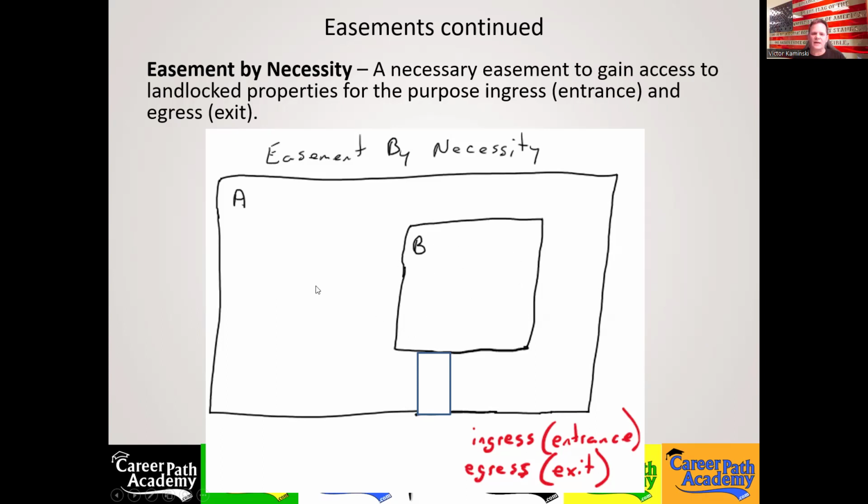So this is a type of situation where it's blaringly obvious why there's a need for lot owner B to cross over lot owner A's property.